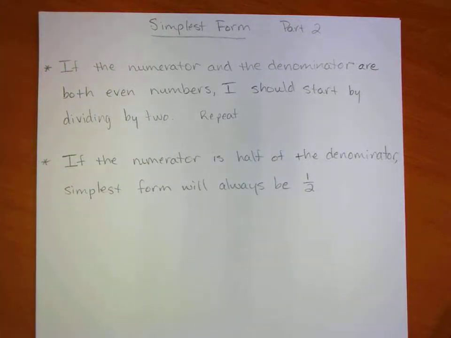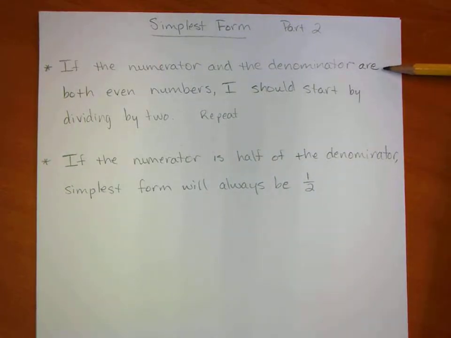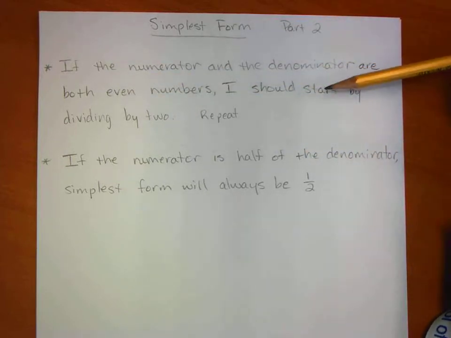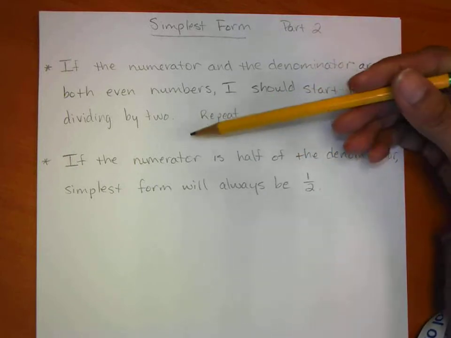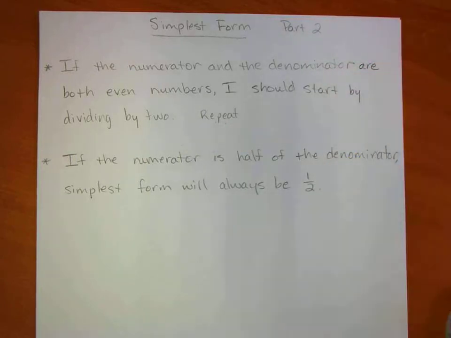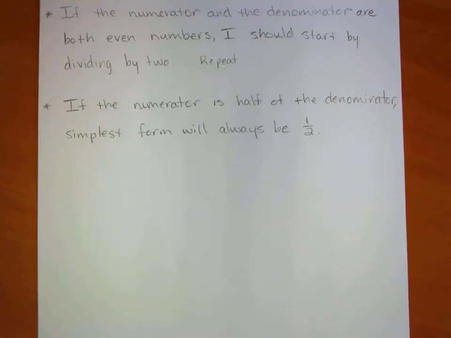Now let's go ahead and practice finding simplest form with fractions. One of the first rules that I like for students to be aware of is if the numerator and the denominator are both even numbers, I should start by dividing by 2, and in some cases repeat. Another rule is that if the numerator is half of the denominator, simplest form will always be 1/2. Keeping both of these rules in mind, let's do a few examples.